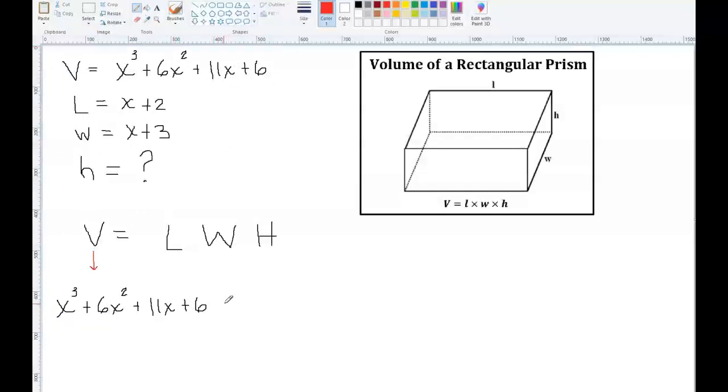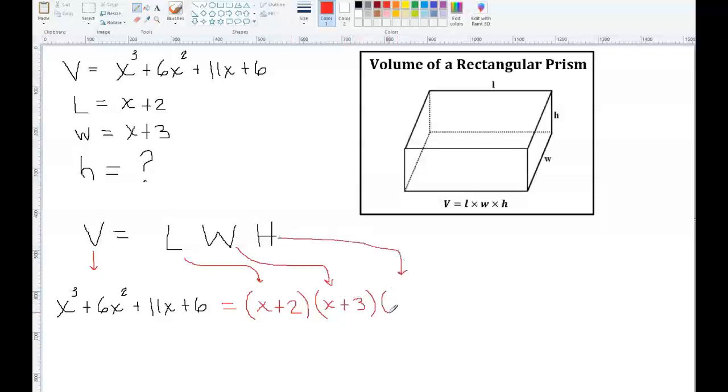And then the volume is equal to the length. See, now I'm going to type how long is the length, but it's not a number. Instead, it's a polynomial. So here in this parenthesis that is for the length, I'm going to write x plus 2. Then I need to plug in the width. And who's my width? Again, I'm going to put an empty parenthesis because I'm plugging in. My width is x plus 3. And then I need to multiply also by the height.